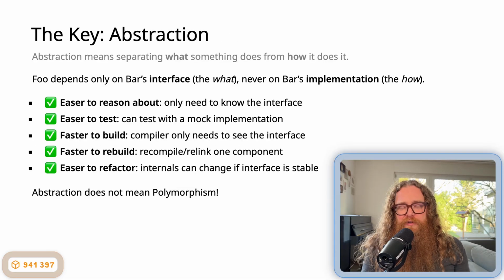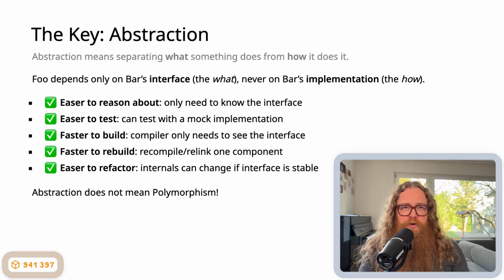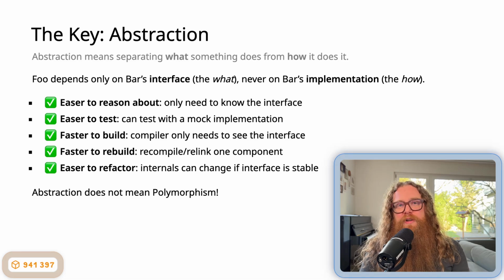Okay, and the key to the solution is abstraction. Abstraction means separating what something does from how it does it. So if a component foo depends on another component bar, it should only depend on an interface. So bar should provide an abstraction over the implementation details in such a way that bar's implementation details can be changed without affecting the interface of bar, so that foo is not affected by the implementation details of bar.